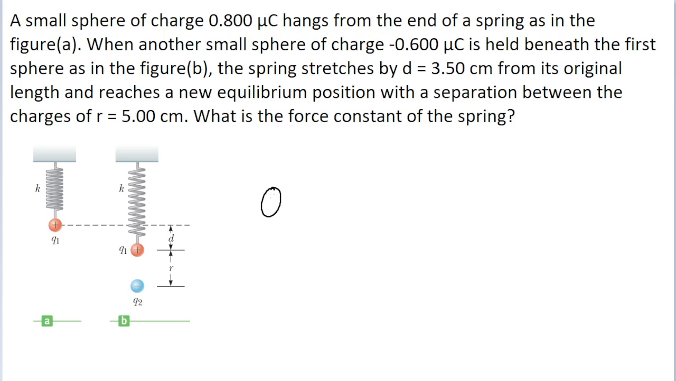Here is the sphere. Now acting upwards on the sphere is the force due to the spring, F sub s, which, according to Hooke's law, is equal to the spring constant, k, multiplied by the displacement of the spring, which is given in the diagram as this variable d. So F sub s is equal to kd.